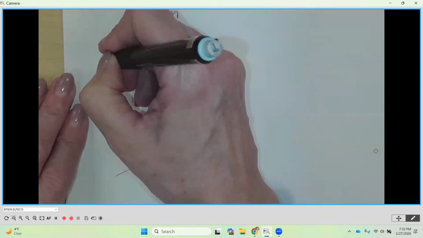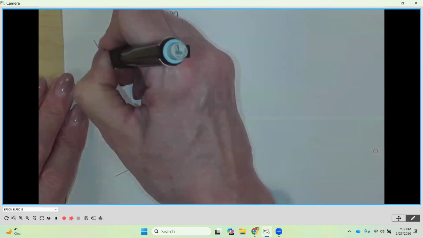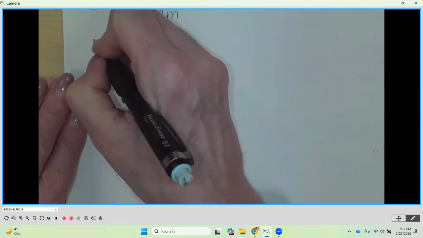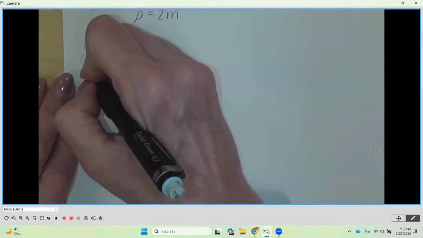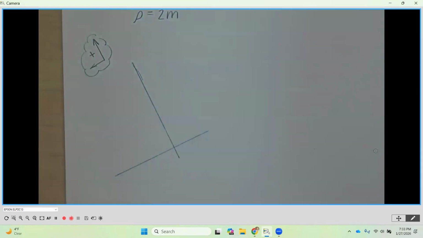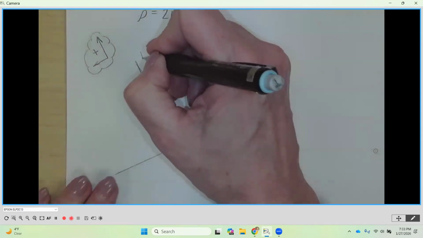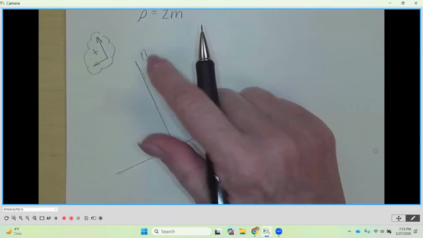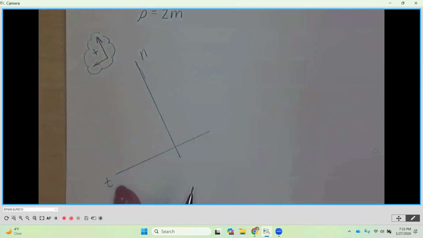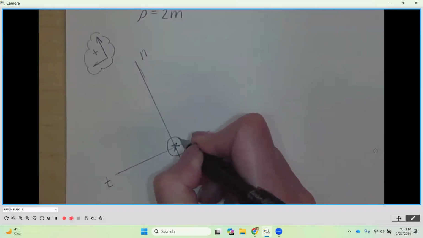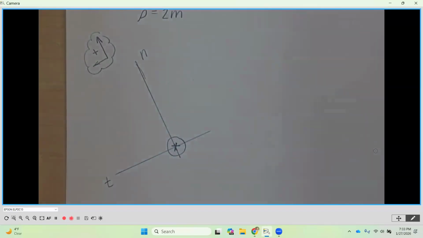Now, my convention is going to be this, because we're going to have things going down and to the left, and then we can just call them positive. So this is our convention, and our axes are going to be the normal axis and the tangential axis. And this center right here is the center of the bob.